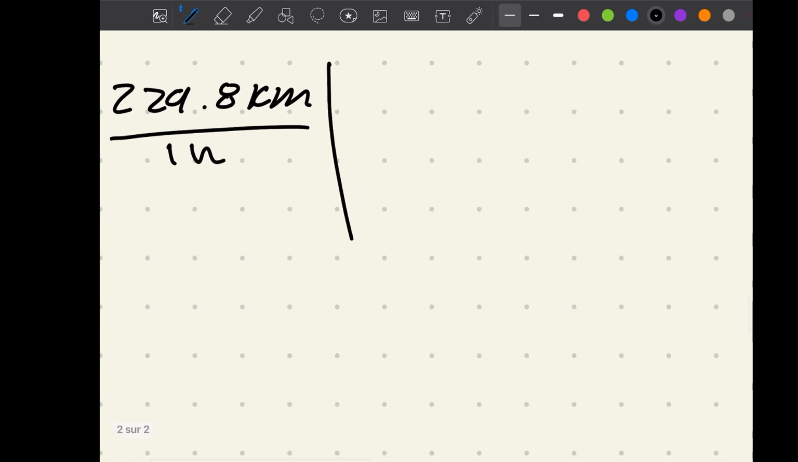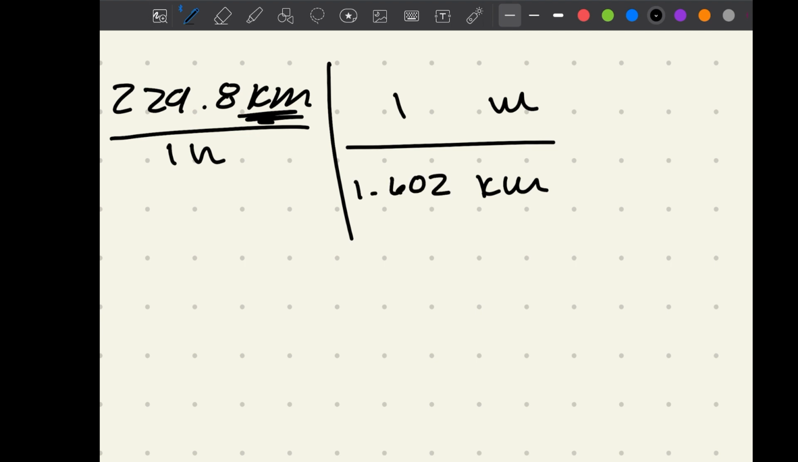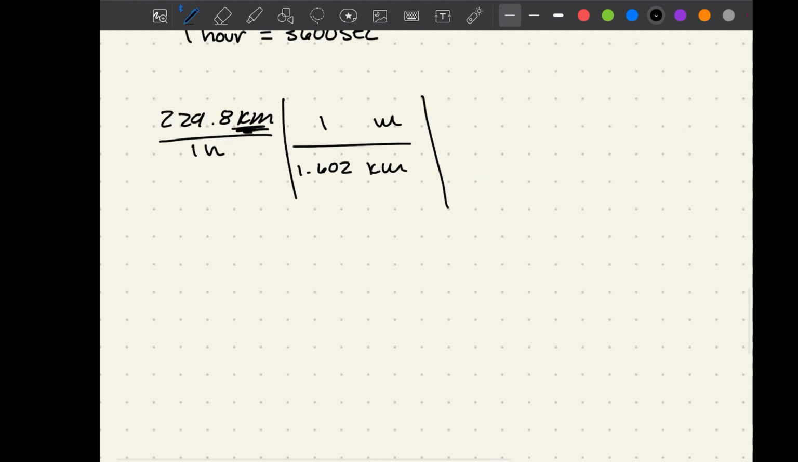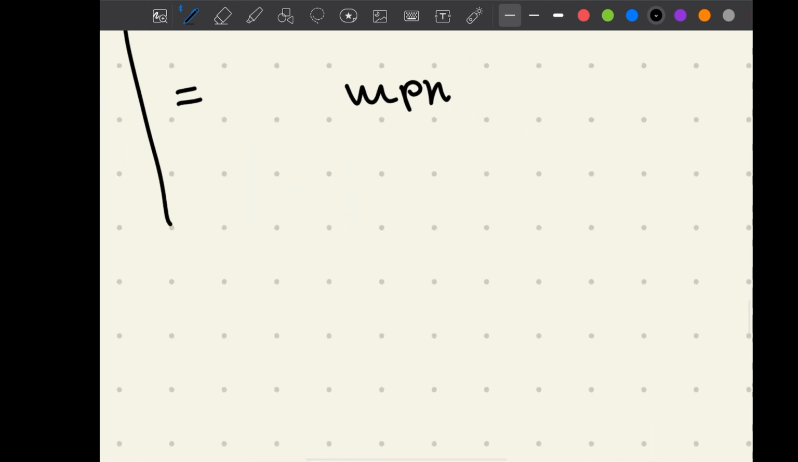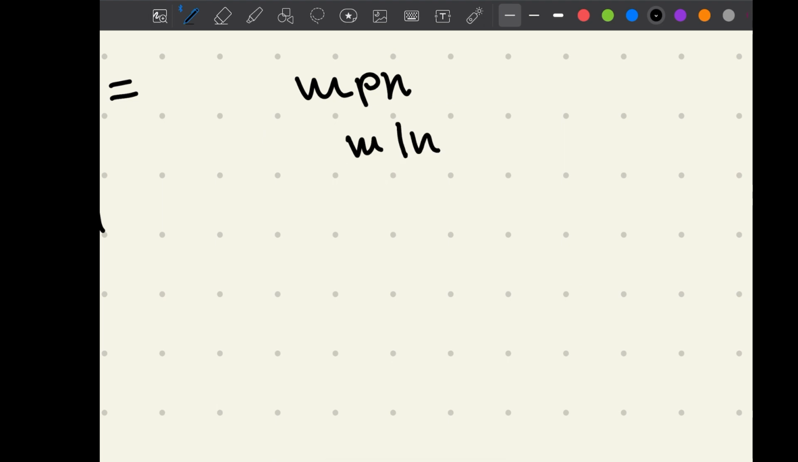Now we want kilometers at the top to cancel with kilometers at the bottom. So we have kilometers at the bottom, and we want to convert into miles. So we have miles at the top. So we can say 1 mile equals 1.602 kilometers. And we can convert this into miles per hour. We can't write m over h because that is assumed to be meters per hour. But if we were to write mph, that is assumed to be miles per hour.